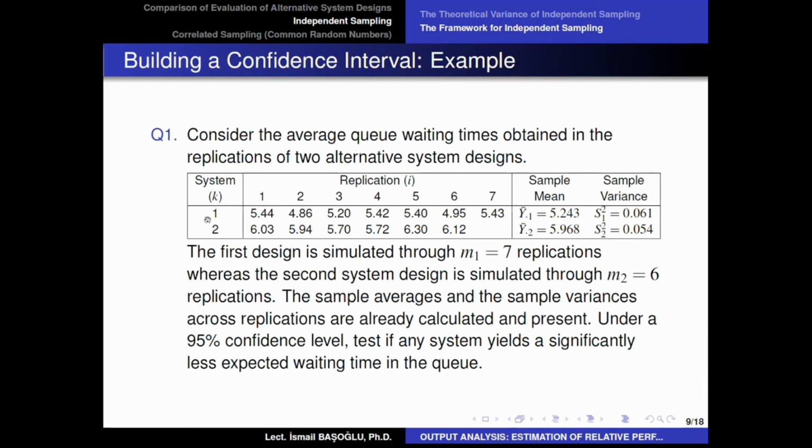And in the second system design, the first replication ends up with an average queue waiting time of 6.03. In the second replication, 5.94. Again, it goes like this.